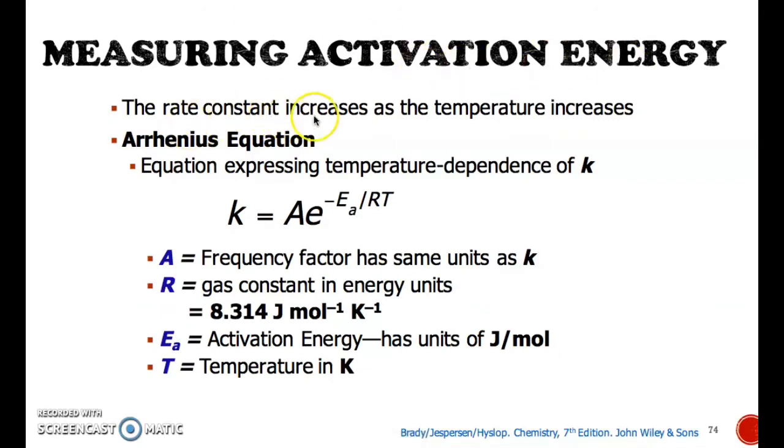The rate constant increases as the temperature increases. Arrhenius equation. So this is the Arrhenius equation. A is the frequency factor, which has the same units as k. R is the gas constant in energy units, 8.314 joules per mole Kelvin. Ea is the activation energy, which has units of joules per mole, and T is the temperature in Kelvin.